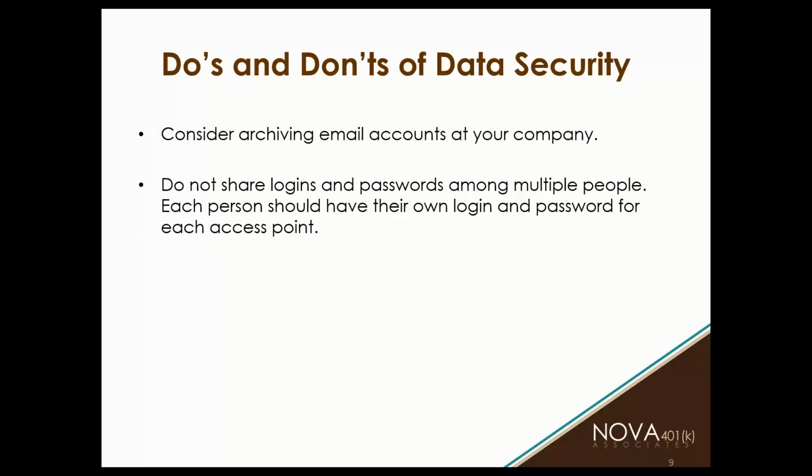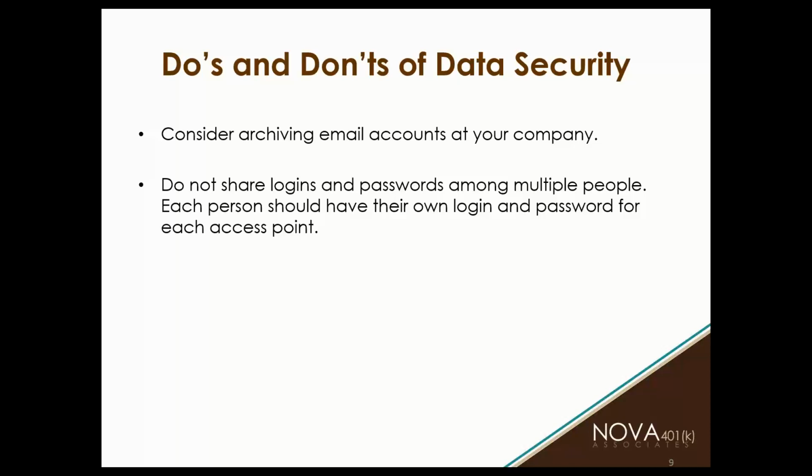Consider archiving email accounts at your company. So at Nova, many of our team members have a 90-day email archive policy, which means that our emails are stored on our local versions of Outlook for 90 days. And after that, they are removed from Outlook and stored in an archive. What that does for us is if one of our email accounts is compromised, the person who gains access to that account has a very limited amount of data that they control through looking for personally identifiable information or other things that would further their agenda, okay?